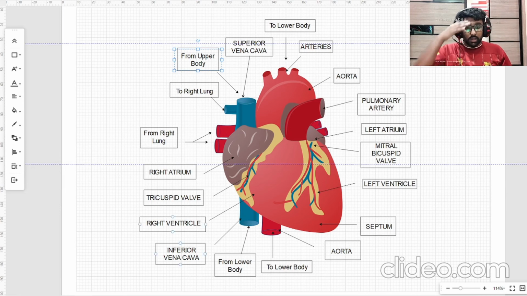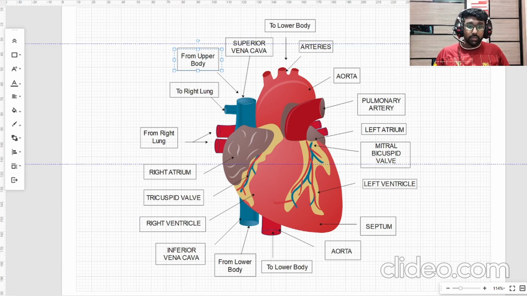Okay, then we have the inferior vena cava. Like all vena cavas, the inferior vena cava delivers, or carries, blood from the lower part of our body, which is the legs, feet, and other organs like the pelvis and so on. As you can see, it carries from the lower body. So it has the same function as a superior vena cava, carries blood.